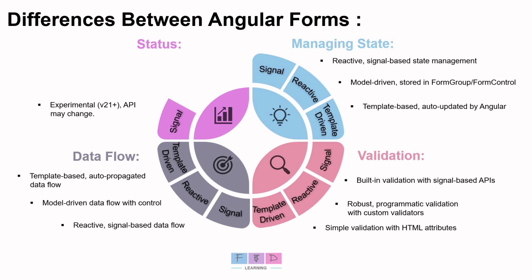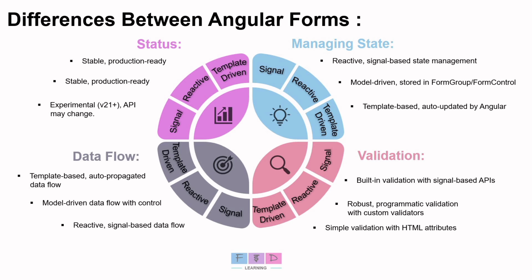On the other hand, reactive forms are stable. It means they are fully tested and ready for production use with a well established API. And reactive forms are best for complex forms. Whereas template driven forms are also stable and ready for production use, but these forms are best suited for simple forms, not the complex ones. So these are the differences between Angular forms.